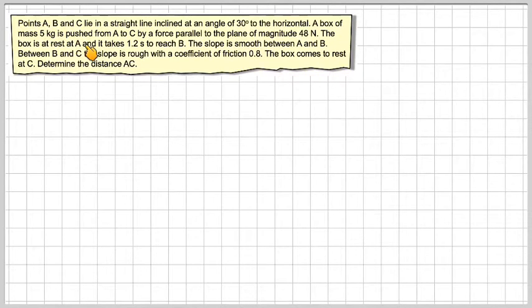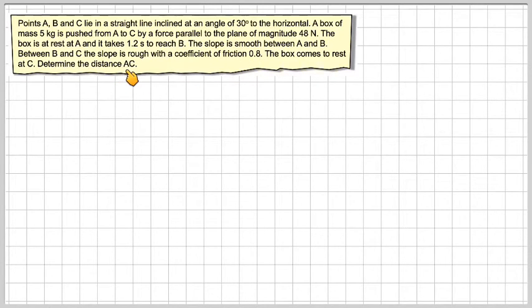Points A, B, C lie in a straight line inclined at an angle 30 degrees to the horizontal. A box of mass 5 kilograms is pushed from A to C by a force parallel to the plane of magnitude 48 newtons. The box is at rest at A and it takes 1.2 seconds to reach B. The slope is smooth between A and B. Between B and C, the slope is rough with a coefficient of friction of 0.8. The box comes to rest at C.